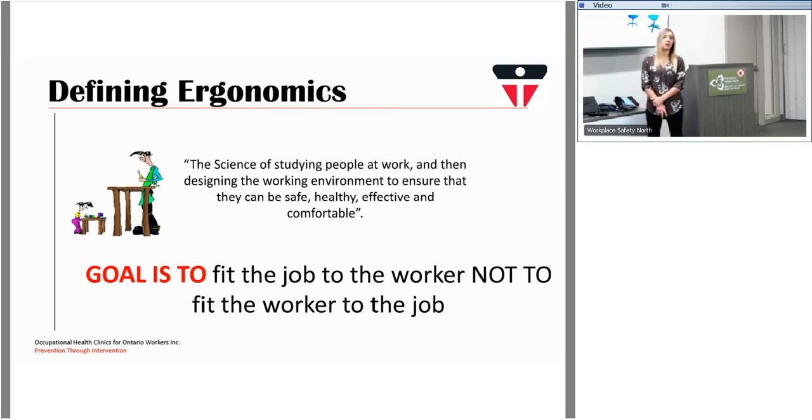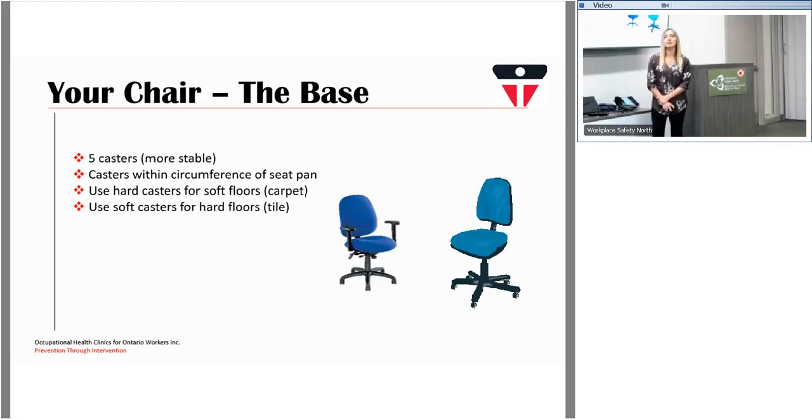So first I want to talk to you about the base of the chair. As you know, the chair is extremely important when considering your office workstation. You want to make sure that you have 5 casters, so 5 wheels. It just provides a little bit more stability to the chair. And you want the casters to be the same circumference as the seat pan. So when you look down at your chair, you should actually be able to see the wheels peeking through a little bit. You want to purchase a chair based on the flooring that you'll be using. So you want to use hard casters for soft floors, such as carpet, and you want to use soft casters for hard floors, such as tile.